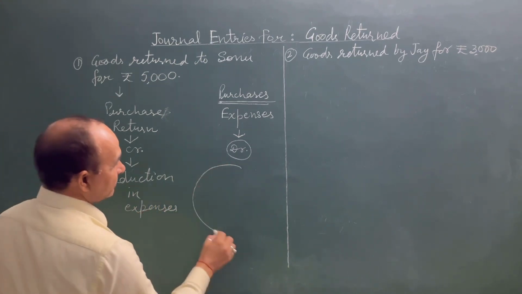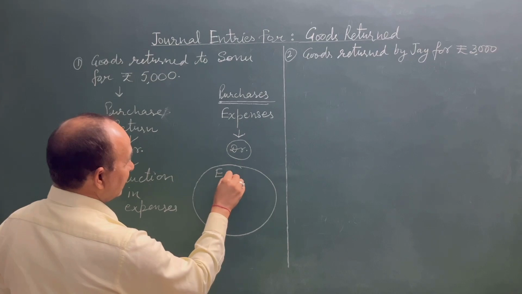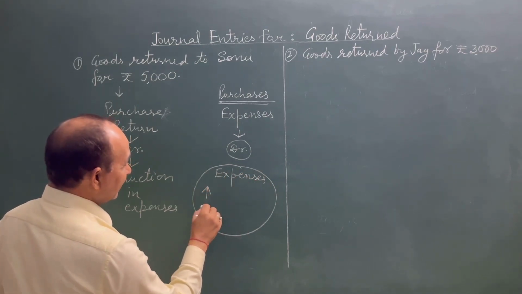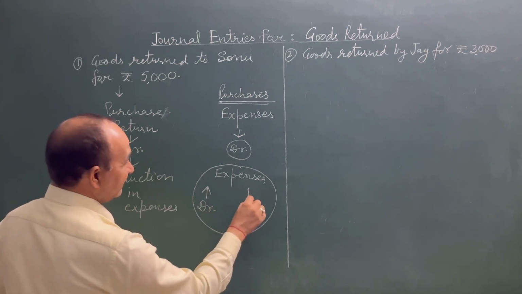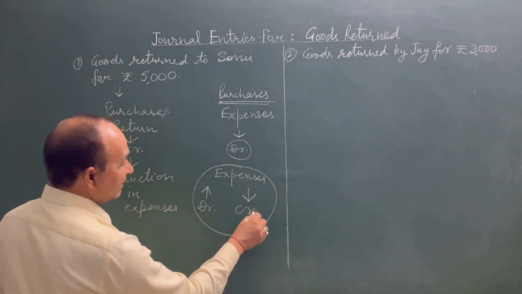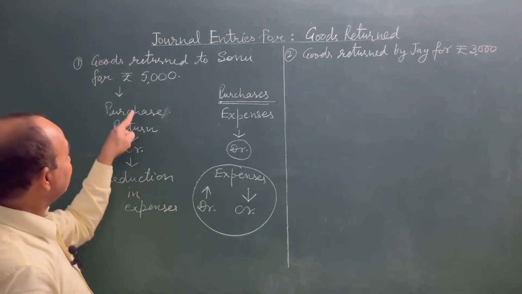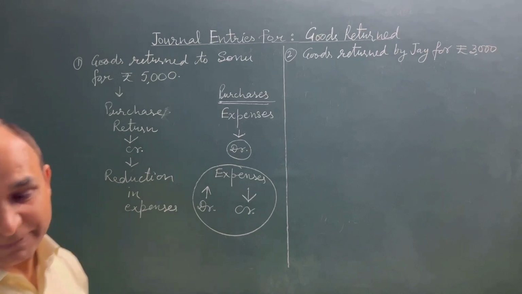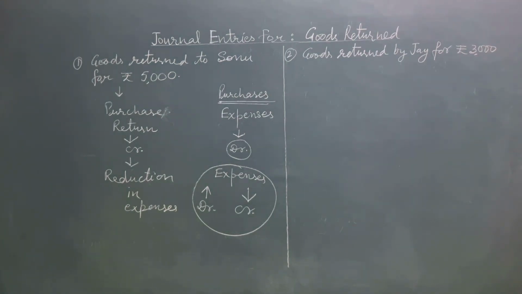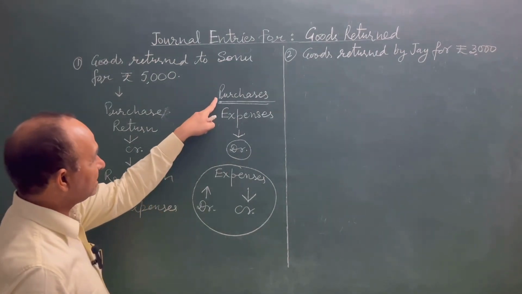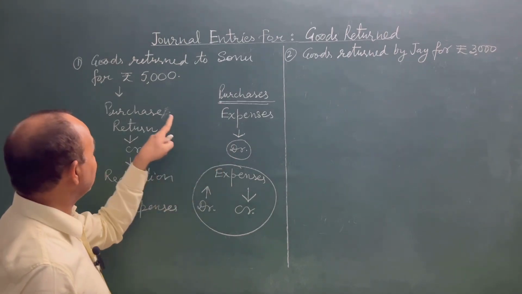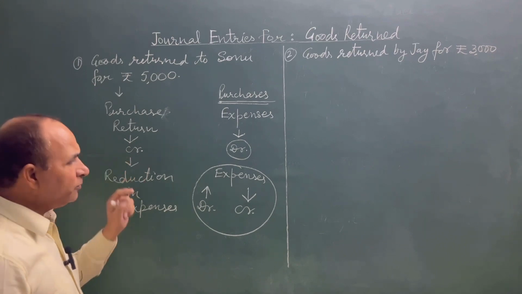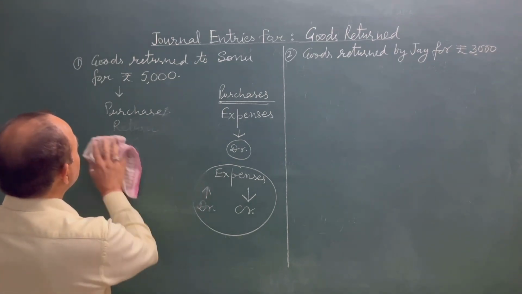And there is a rule, dear students, understand the nature of expenses. If there is an increase in expenses, these are debited. If there is a decrease in expenses, these are credited. And this is a decrease in expenses. Purchase return results into decrease in expenses. So what will be the journal entries accordingly? I told you purchase account is debited and purchase return is reverse of that, so that's why it will be credited.